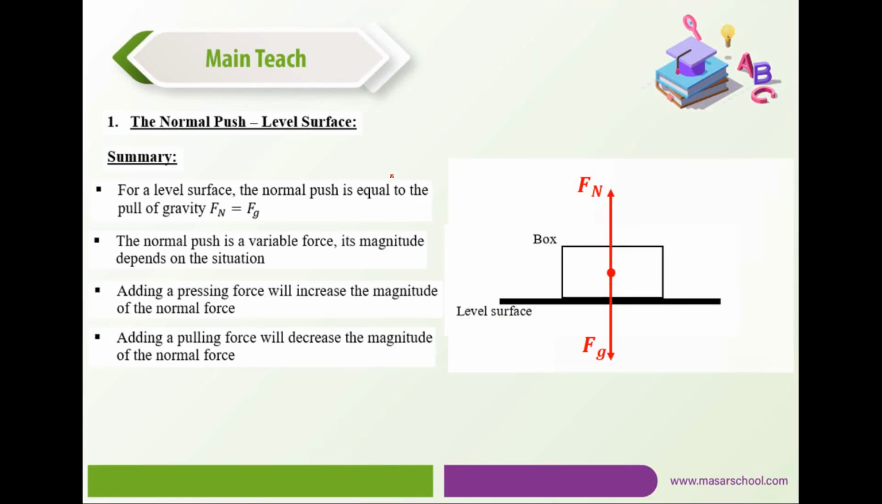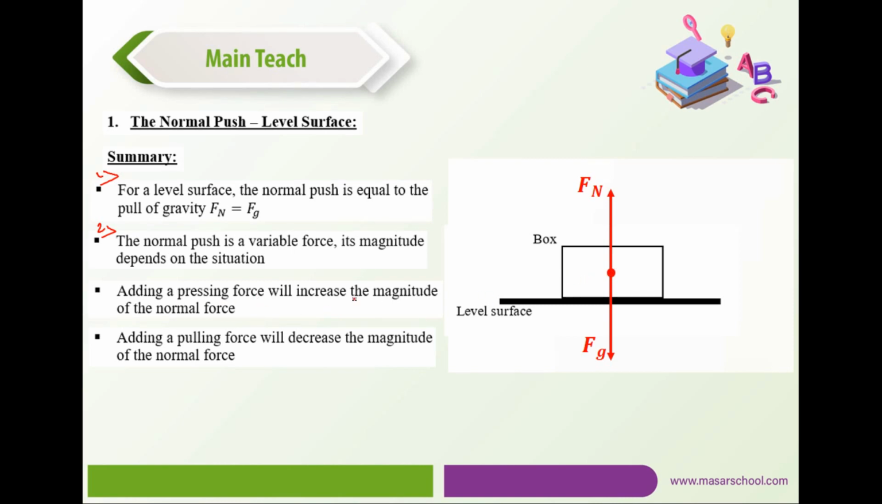Now let's do a recap or summary about how the normal push is being affected by other forces. First of all, for a level surface, the normal push is equal to the pull of gravity. Fn is Fg. This is idea number one. Idea number two, the normal push is a variable force. Its magnitude depends on the situation, so we should be very careful. We cannot directly claim that the normal push is equal to the pull of gravity. We need to pay attention if there is any pulling or pressing force.